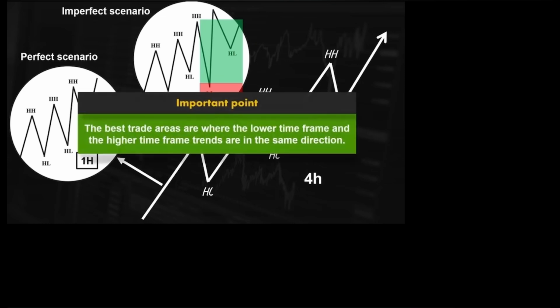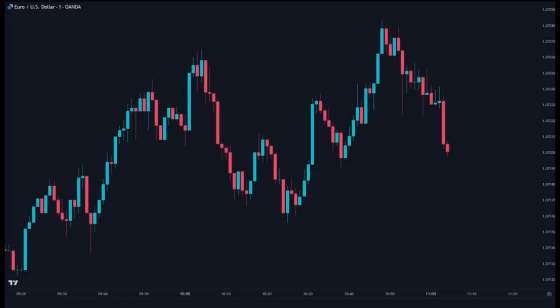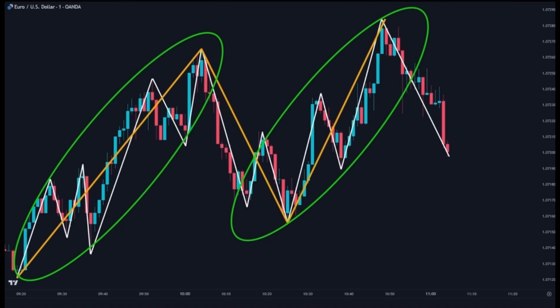Here is an important point. The best trade areas are where the lower time frame and the higher time frame trends are in the same direction. Here on the Euro-Dollar 1-minute chart, these are the impulsive and corrective moves that we see. But if we zoom out to the 5-minute chart, we only see these ones. So in the areas where the 1-minute and 5-minute charts are in the same direction, trading will make more sense.